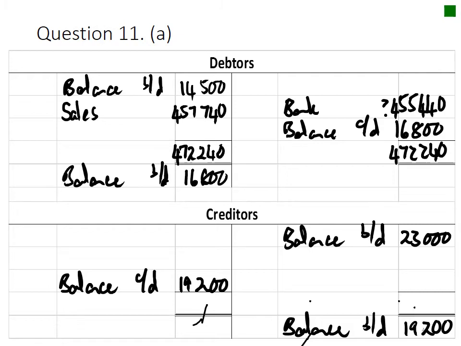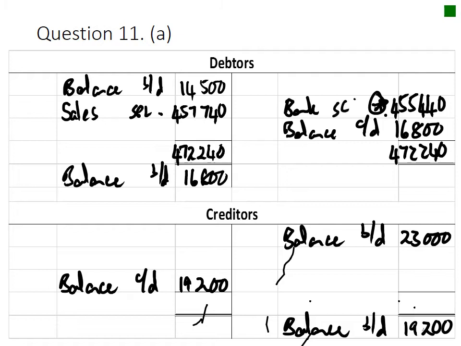that's going to give us receipts from debtors for the year for sales of 455,440. So that amount is going to be the amount of money we actually received. Here was the amount that went on to the SPL, because that includes amounts that haven't been paid for.